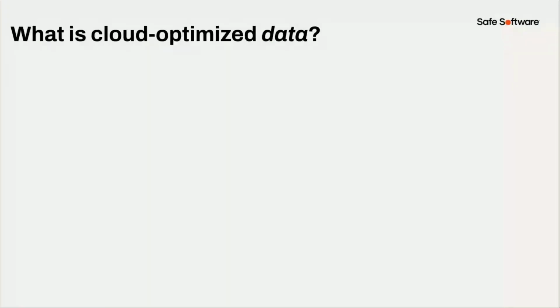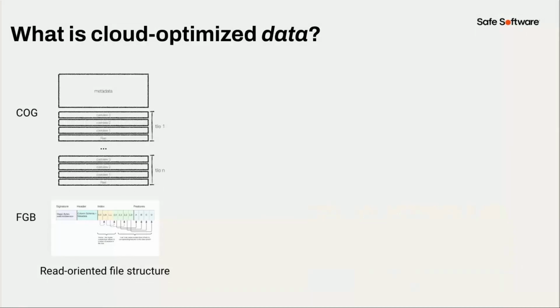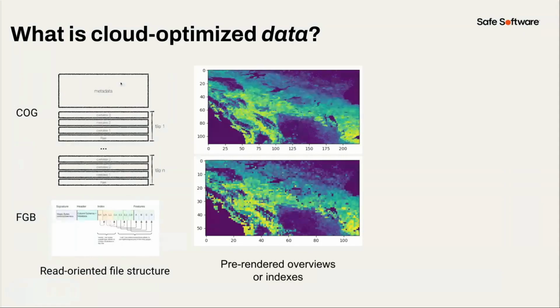So Chris gave a really great intro and showed some of this, so I'll be quick with it, but the concept of what is cloud optimized data. There are three components that we can visualize. Chris gave the example of the COG, the Cloud-Optimized GeoTIFF, and its read-oriented file structure. And so the computer or API knows exactly where to go to find the data that you're looking for because it has this metadata and then organized files.